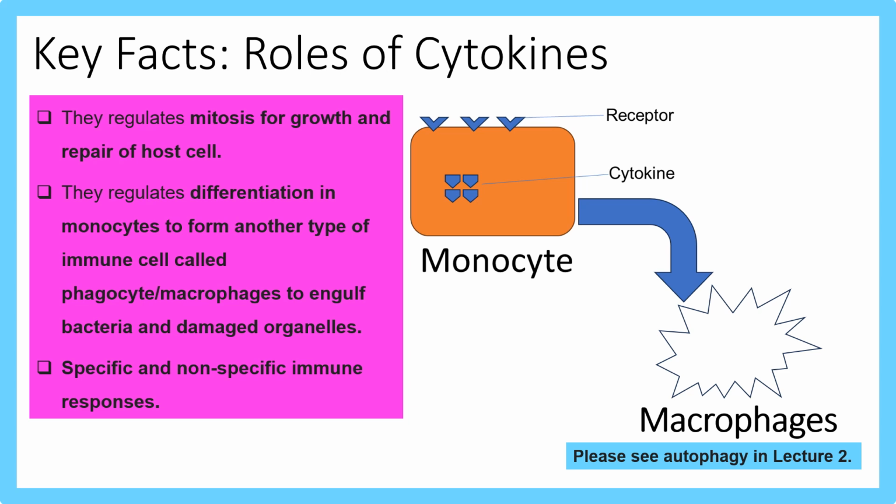So what are the roles of cytokines? They help regulate mitosis for growth and repair. They help regulate differentiation in monocytes to form another type of immune cell called macrophages. Macrophages are a form of non-specific immune response because once they see a foreign material, they just engulf it and then digest it, rather than specifically recognizing a particular protein on its surface.